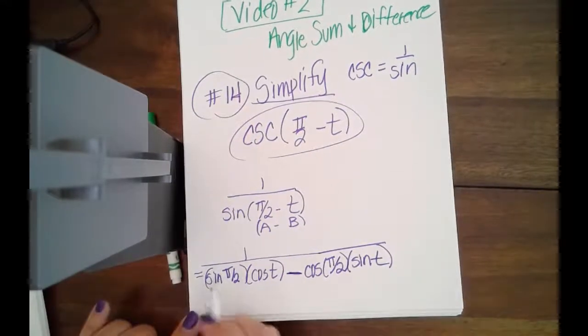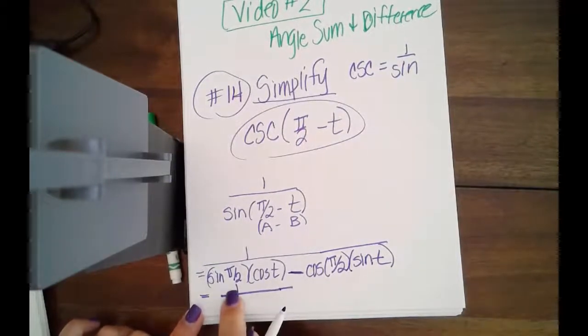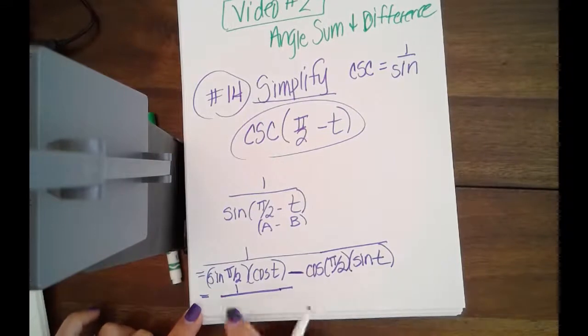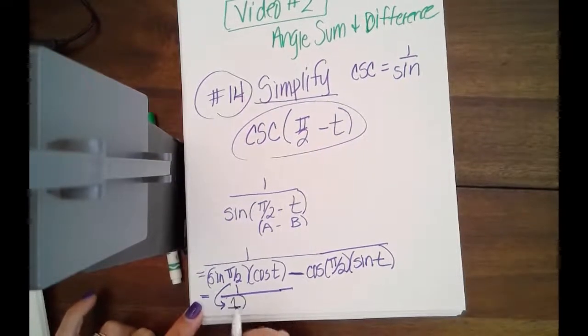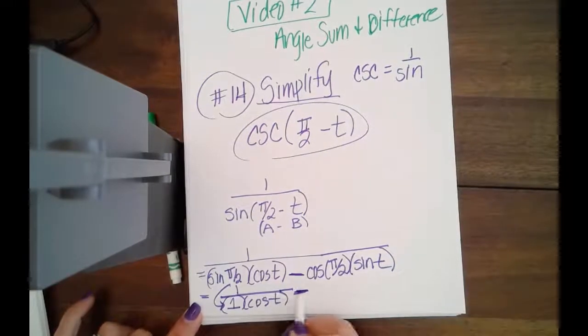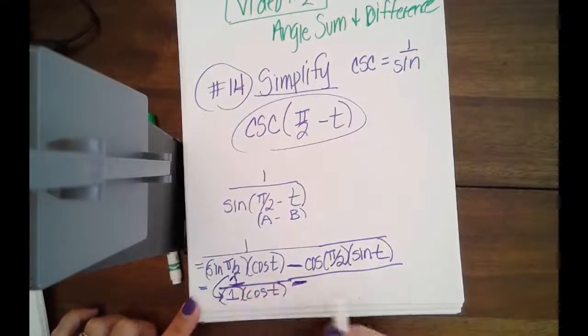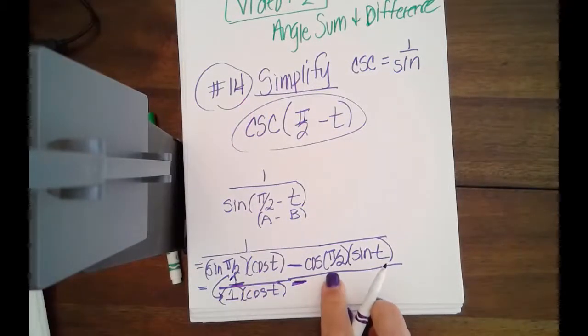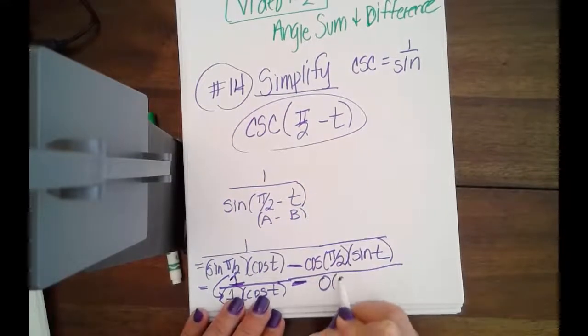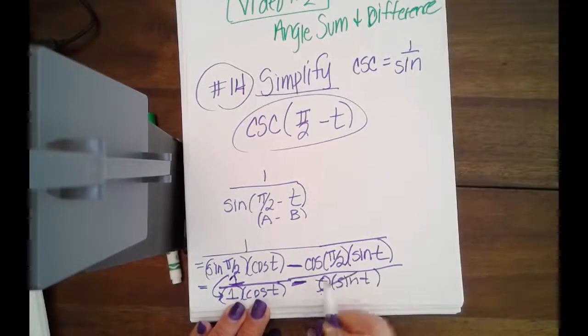Now we're just going to convert these values into usable numbers. The sine of pi over 2, you know your unit circle, pi over 2 is right at 90 degrees, so that's going to be 1 times cosine of t. That's all we can do with that. Minus, we're still downstairs in the denominator, with my numerator of 1. The cosine of pi over 2 is 0, times sine of t, so you're subtracting 0, which is just 0.